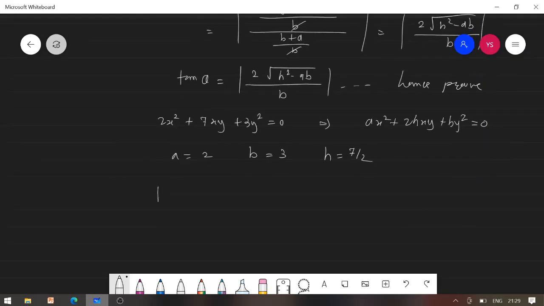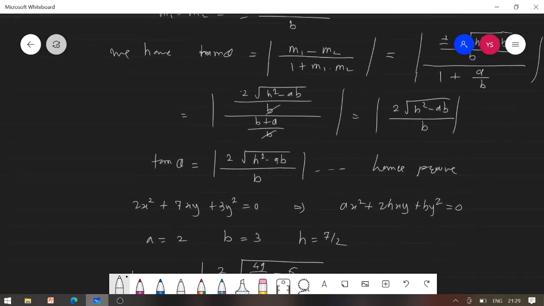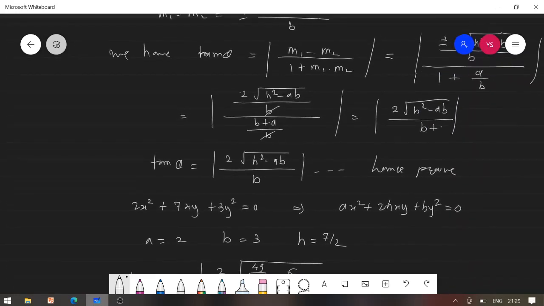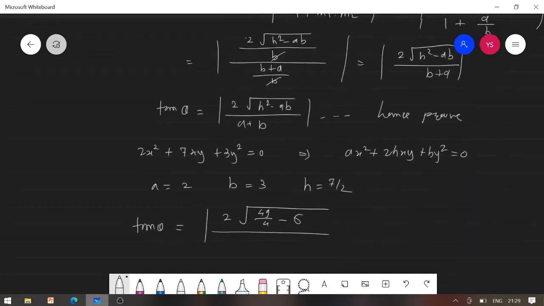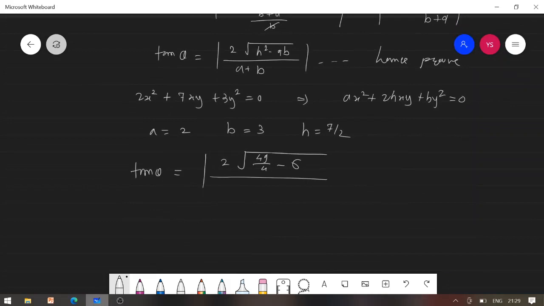So try to replace now a, b and h by their values. We get h² = 49/4 minus ab, 3 twos are 6, whole divided by a plus b. Keep in mind, addition is always commutative, so we will get 2 plus 3 over here.